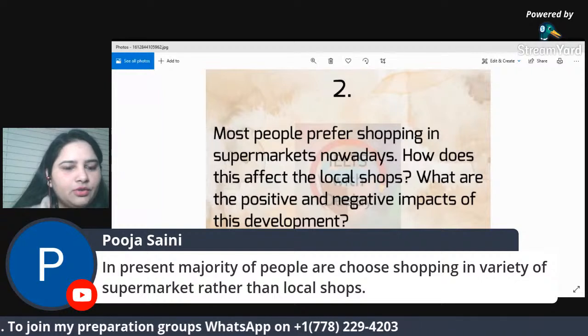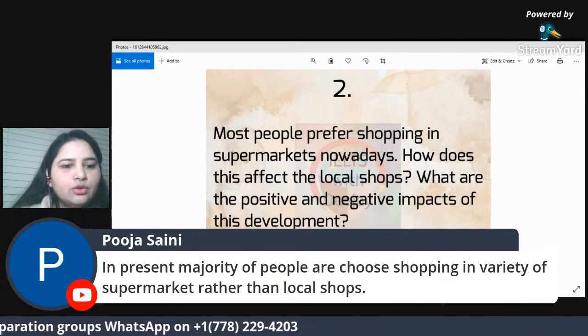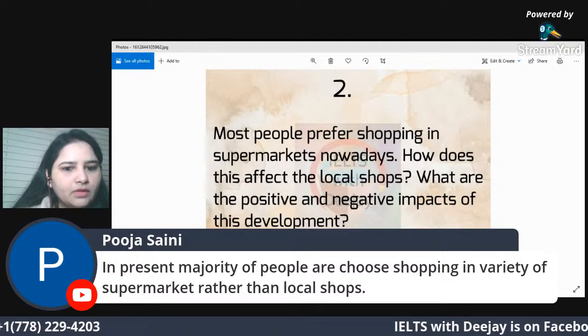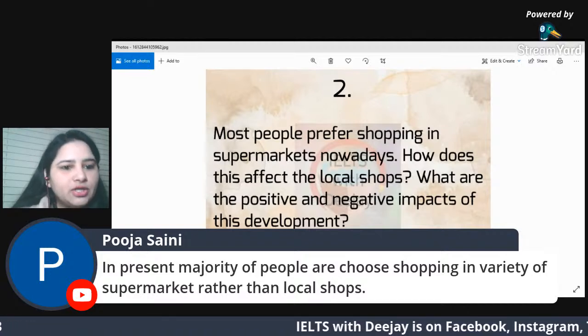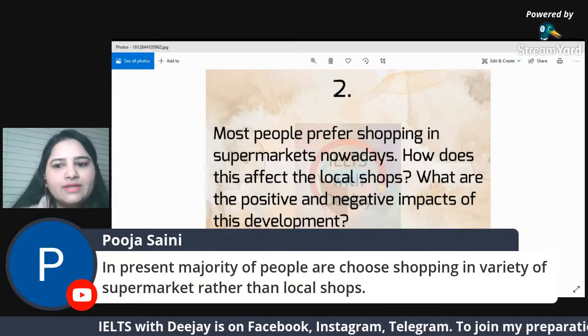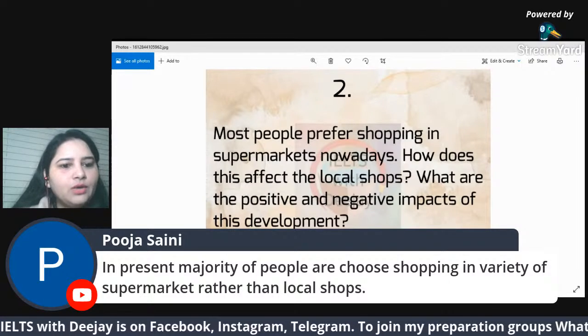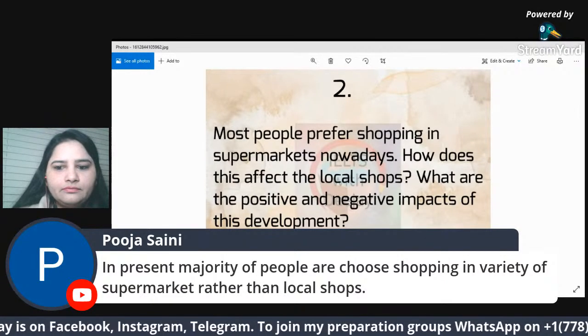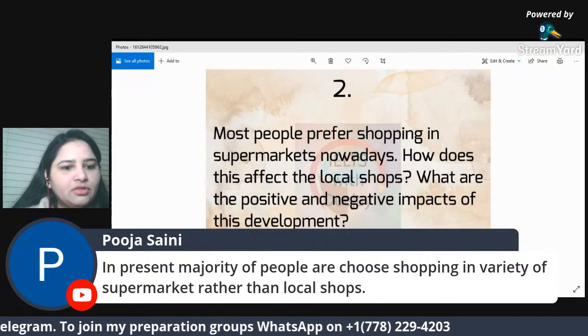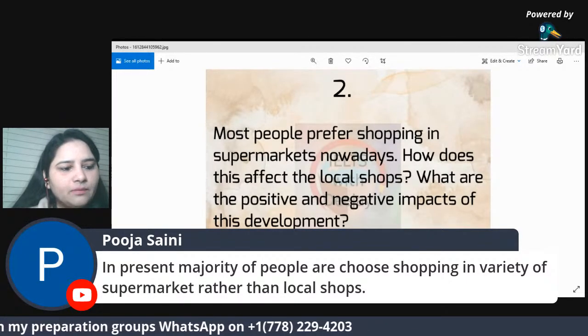Okay, very good. This is perfect. I told you that you can write individuals for people. For shopping, you can say purchasing. Try to change the simple words. Local shops, you can say local vendors and local businesses. The words that can be changed easily, try to change them.